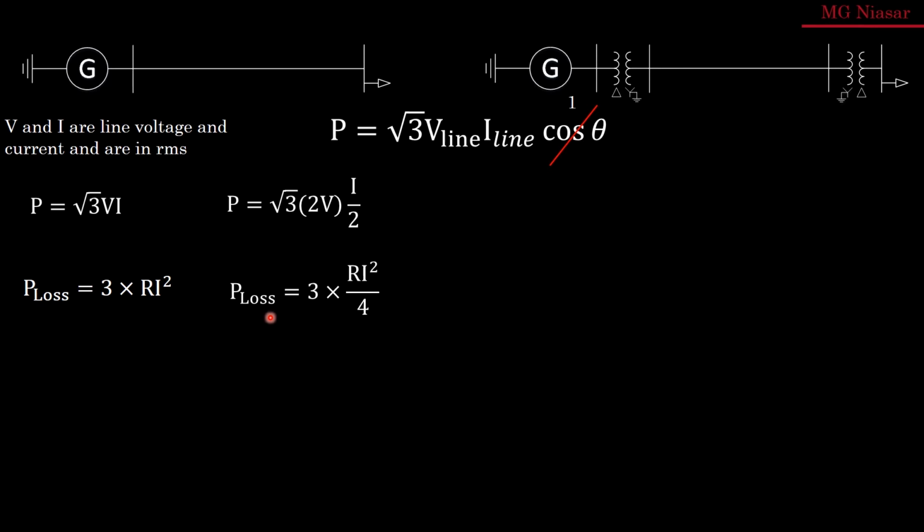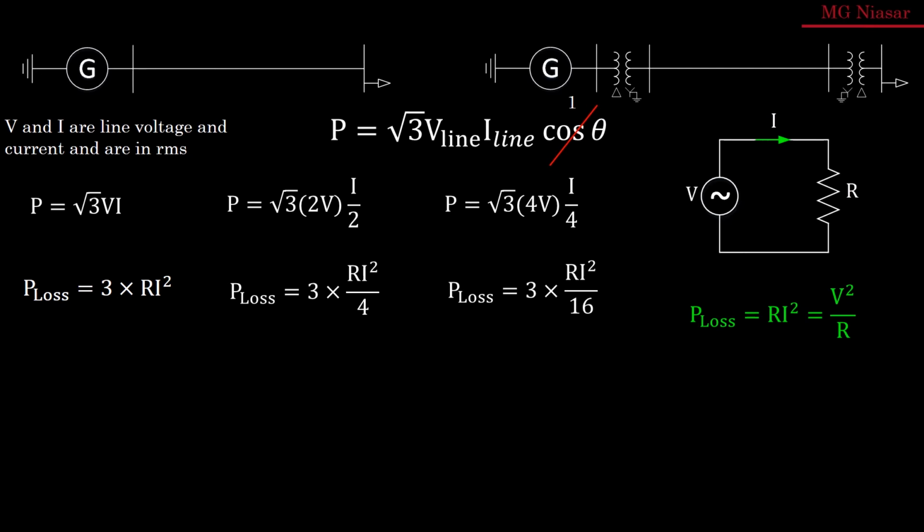But if we look at the loss in the transmission line, we see that again we have 3 times R I squared, but because I is half, the total loss would be a fourth of the previous one. Or alternatively, we can increase the voltage 4 times and reduce the current 4 times. So in this case, the loss becomes 16 times less. So it is now very clear why we increase the voltage level. Because by increasing the voltage level, we can decrease the current through the transmission line, and therefore we can reduce the ohmic loss in the transmission line.